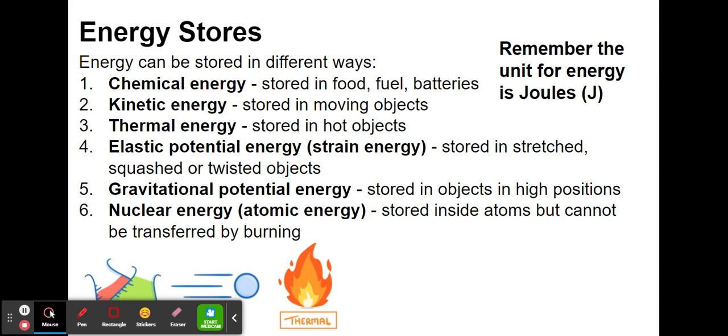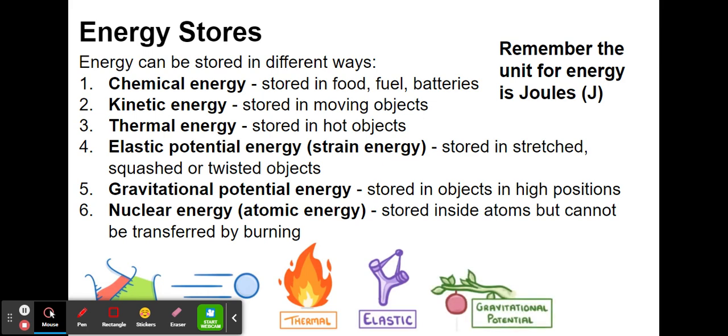There's elastic potential energy, sometimes referred to as strain energy, which is stored in stretched, squashed, or twisted objects. There's gravitational potential energy, which is stored in objects in a gravitational field. Okay, so imagine holding an apple up. It has a store of gravitational potential energy.